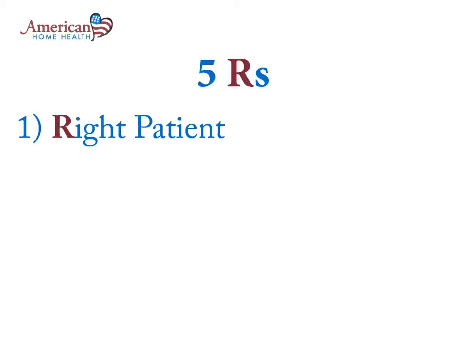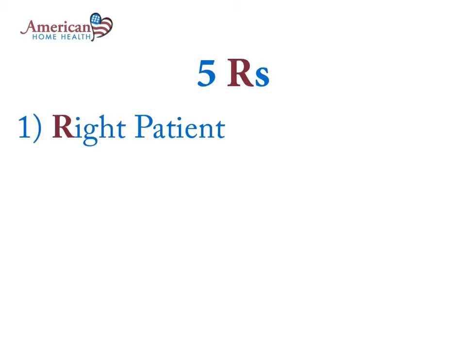The first of the 5 R's is the right patient. Be certain when taking the order and when transmitting the order that the patient's name is correct. Often in the home care setting, there are siblings and parents who have similar or same names. Be certain that the medication you are taking the orders for is for the right patient.